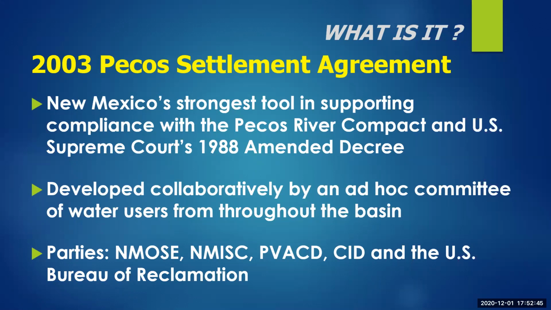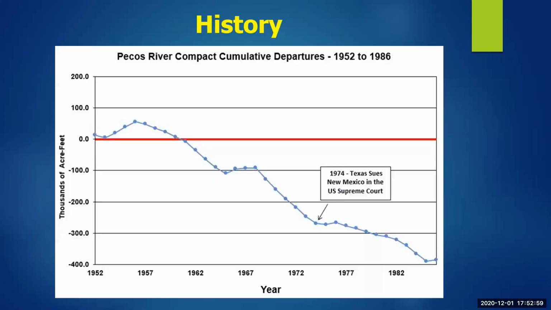Ultimately, the signing parties were the Office of the State Engineer, our sister agency, the New Mexico Interstate Stream Commission, Pecos Valley Artesian Conservancy District, where Aaron is the superintendent, and the Carlsbad Irrigation District and U.S. Bureau of Reclamation. And just to place it in history for you all a little bit, as Aaron mentioned earlier, New Mexico was sued by Texas in 1974 for chronic underdeliveries under the Pecos River Compact. This chart right here shows what ultimately was the accounting that was determined by the US Supreme Court, and they agreed with Texas. We had underdelivered for decades.